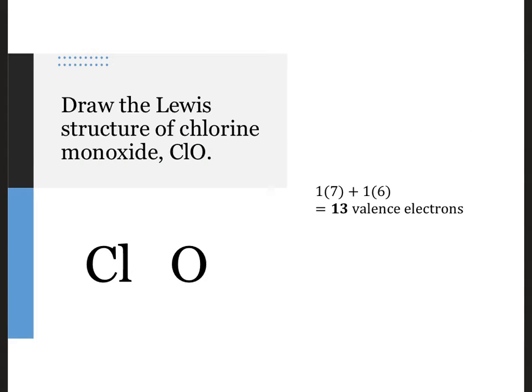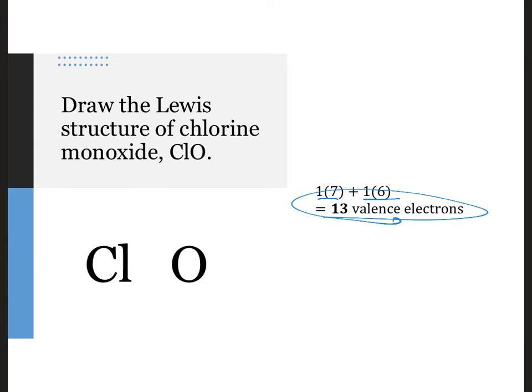Let's build the Lewis structure for the chlorine monoxide molecule. 1. Sum up the valence electrons. We have one chlorine with 7 electrons and one oxygen with 6 electrons for a total of 13 electrons. This odd number of electrons is our first hint that something is different with this molecule.